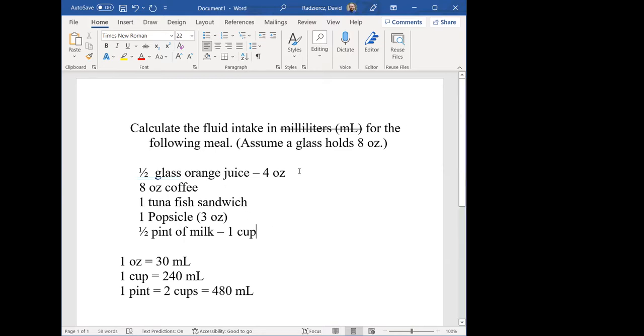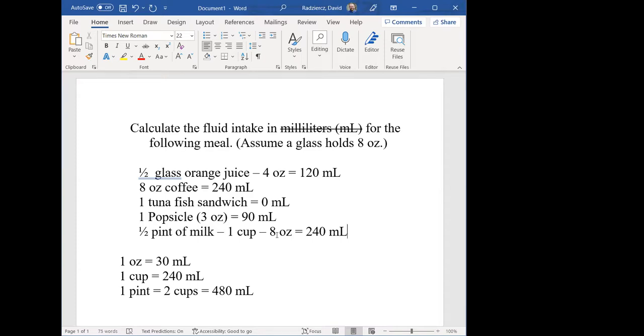So 4 ounces, and we really don't need to do too much calculator work here, if you can do this in your head, or if you want to pull out your calculator. 4 times 30 is 120 milliliters. 8 ounces, which is the same thing as a cup, is 240 milliliters. Tuna fish sandwich is 0 milliliters, not that you need to indicate that. 3 ounces would be 90 milliliters. And then 1 cup, which is the same thing as 8 ounces, is also 240 milliliters.